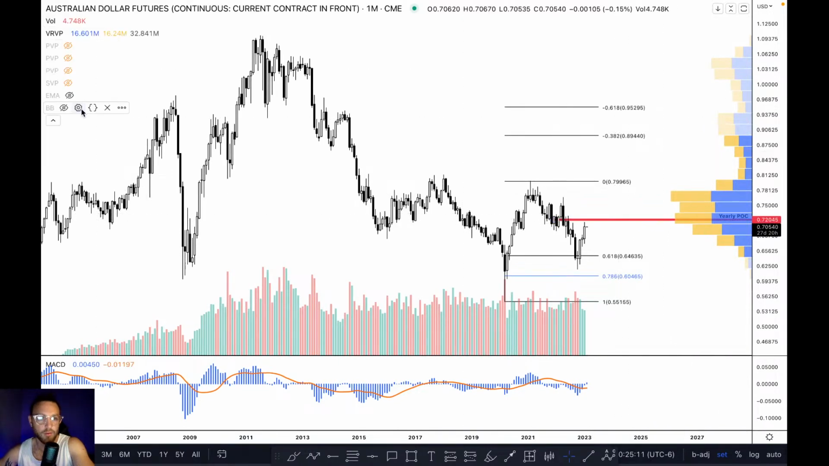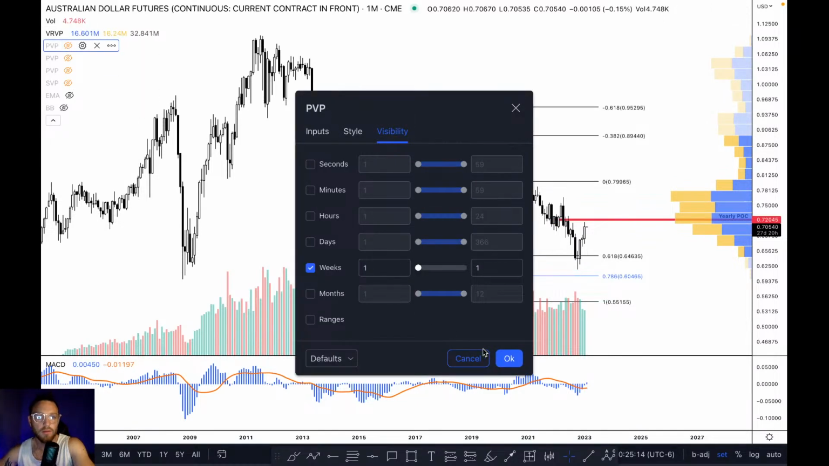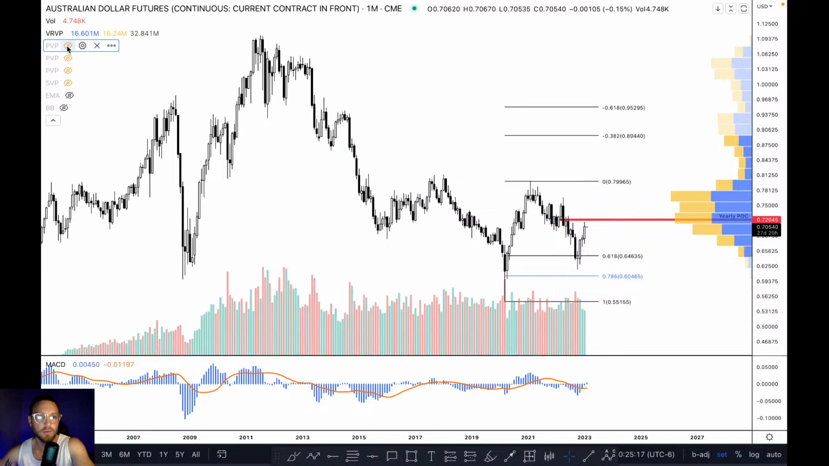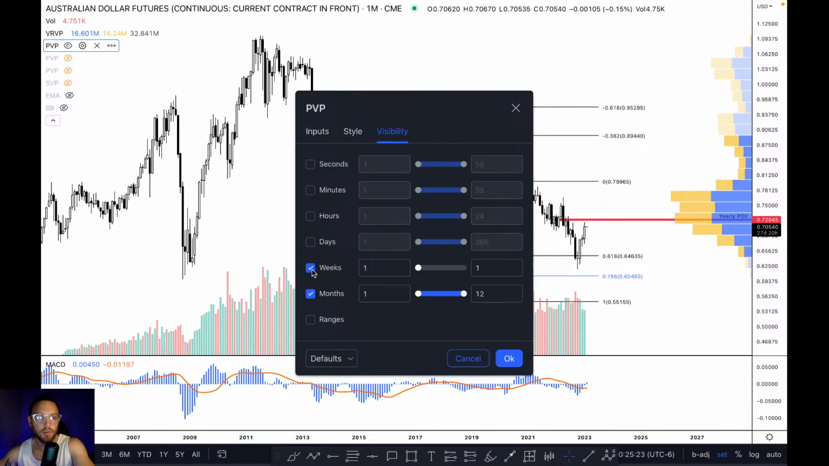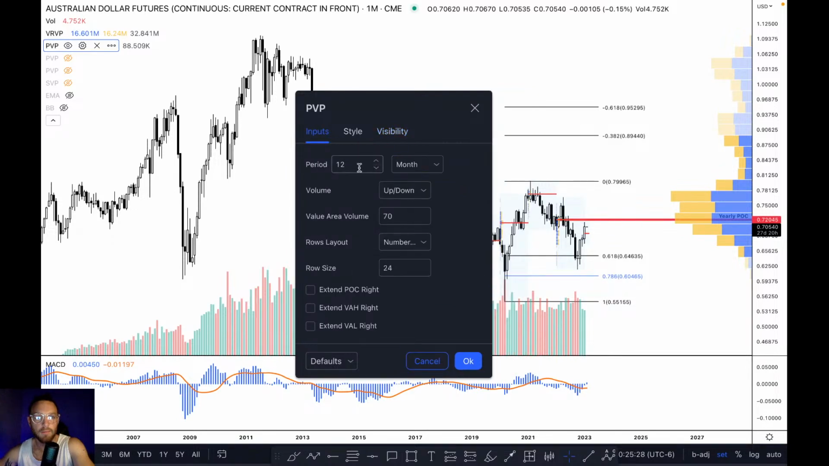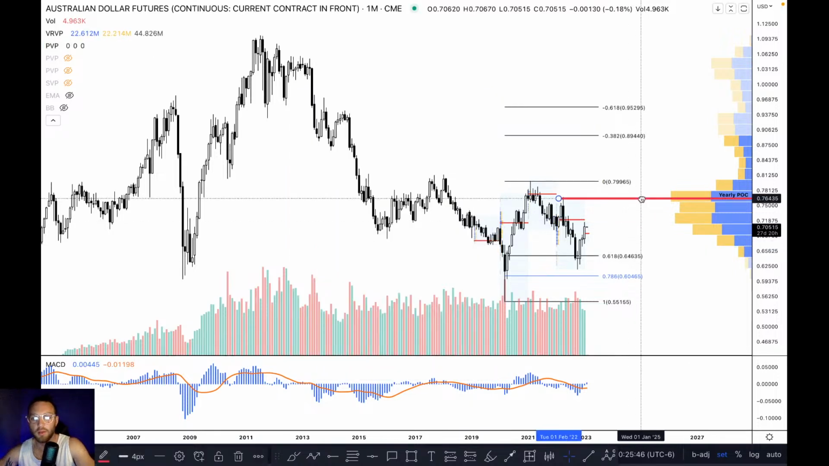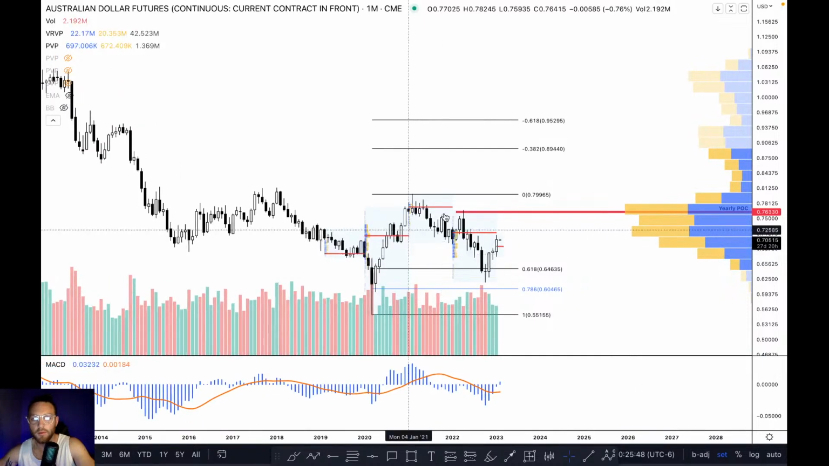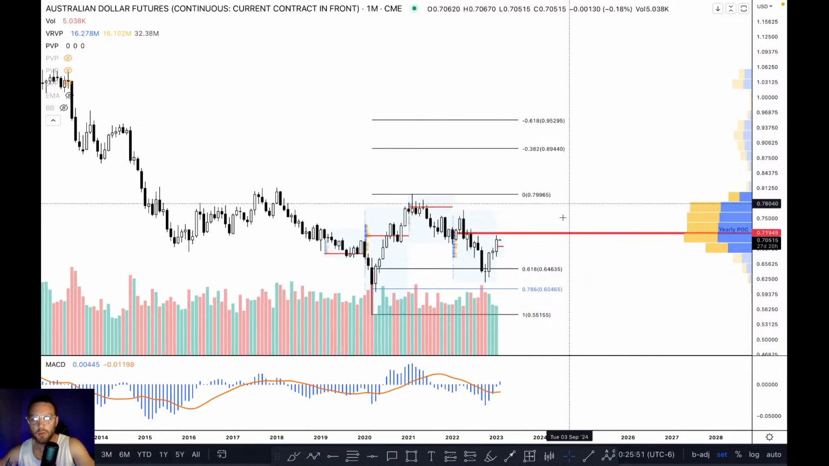And what I wanted to do, actually, let's turn this volume profile into a monthly profile. And then let's put, instead of 12 months, how much do we want to put on this? Yeah, we'll do 12 months. So we can see if there's any interesting levels, like what we could see right here. Boom. So that's an important level right here.